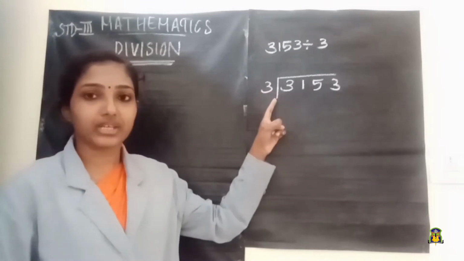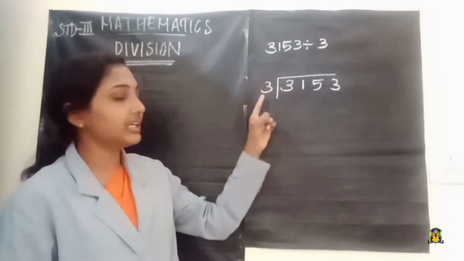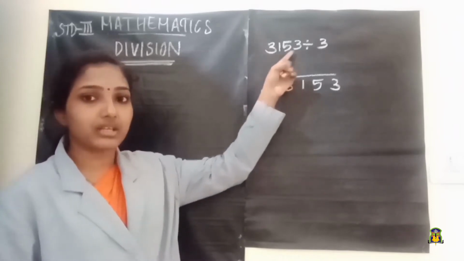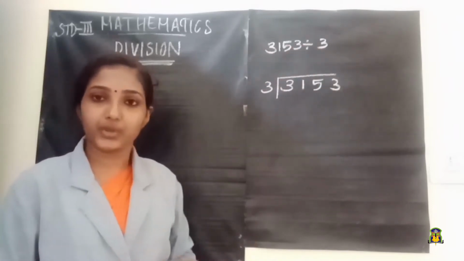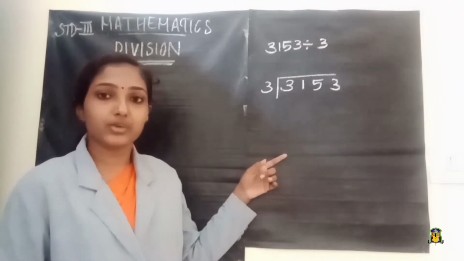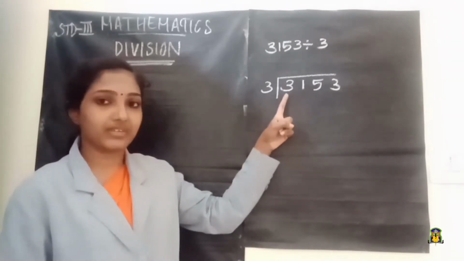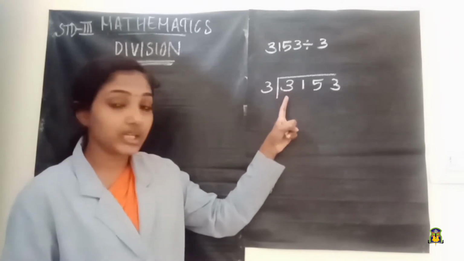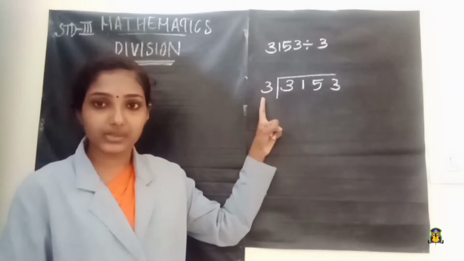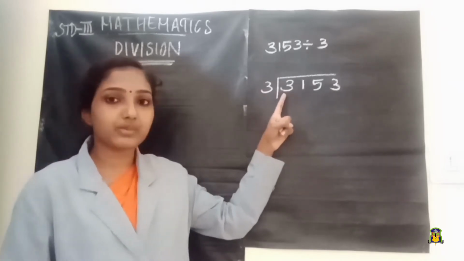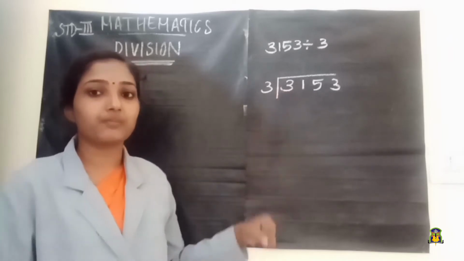So it is 3153 divided by 3. Our dividend is 3153 and the divisor is 3. What is our first step to do our division? We'll first look at the first digit, the leftmost digit. Here it is 3. 3 is equal to 3, right? So we can continue our division here. How many times could we find 3 in the table of 3?